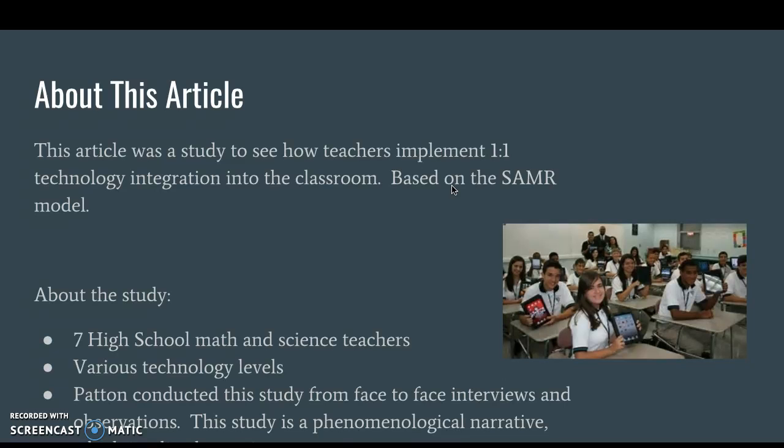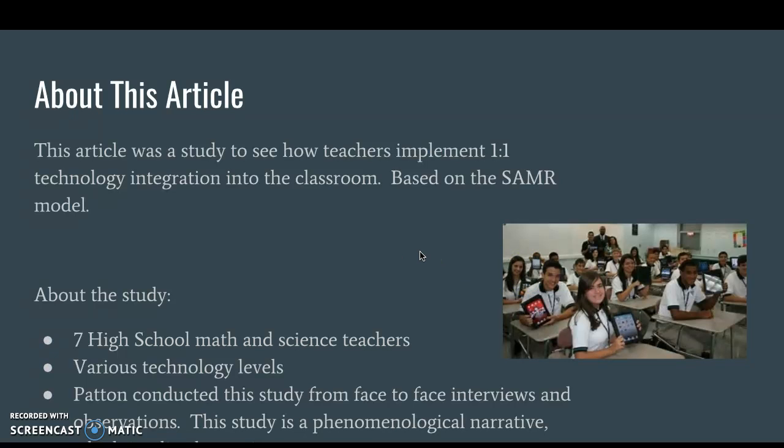The reason I chose it is because it fits perfectly with my question, and it really focuses on how to effectively implement technology into the classroom. So implementing it with purpose and having a meaning behind it, not just throwing in technology as fillers or because it's fun, but really having a purpose behind it.